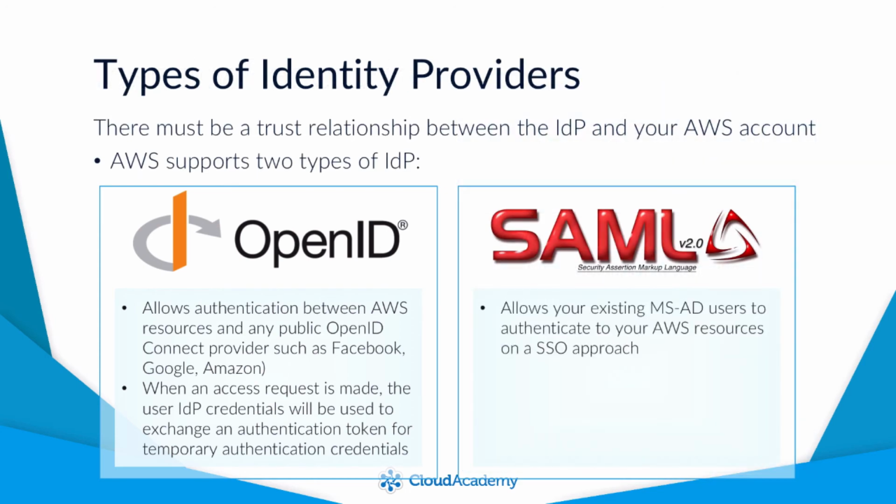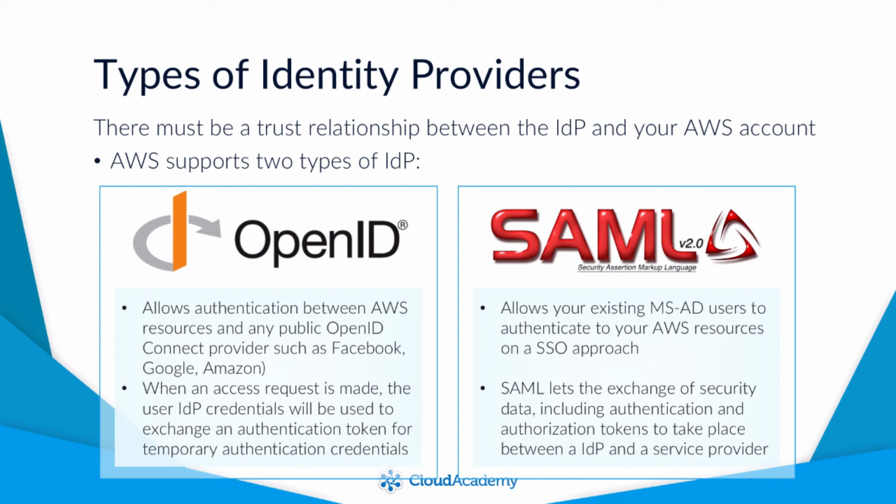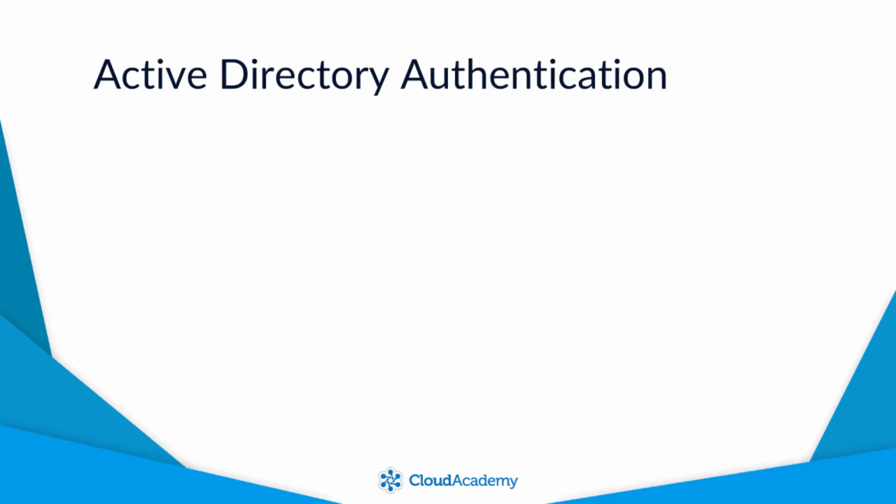SAML2 based federations can allow your existing Active Directory users to authenticate to your AWS resources, allowing for a single sign-on solution. SAML stands for Security Assertion Markup Language and allows for the exchange of security data, including authentication and authorization tokens, to take place between an identity provider and a service provider. In this case, the identity provider is a Microsoft Active Directory service and the service provider is AWS. Once configured, let's take a look at how this Active Directory authentication mechanism is established.